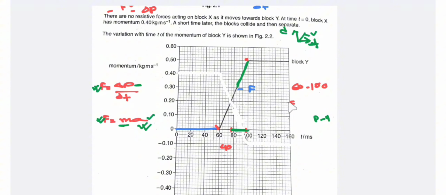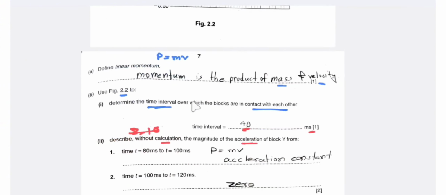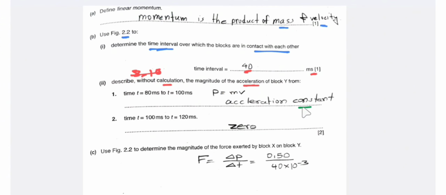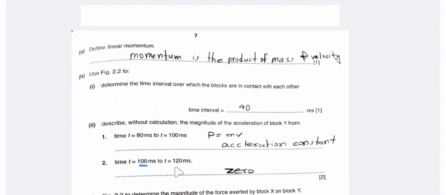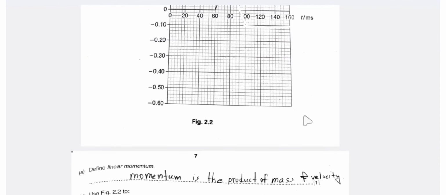So for the momentum time graph, we can see that the gradient is constant. Since the gradient of the momentum time graph is the resultant force, the resultant force is constant. And since the resultant force is constant and the mass is the same, the acceleration is also constant. So what is the acceleration? Acceleration is constant. And what is the acceleration from 100 to 120 millisecond?